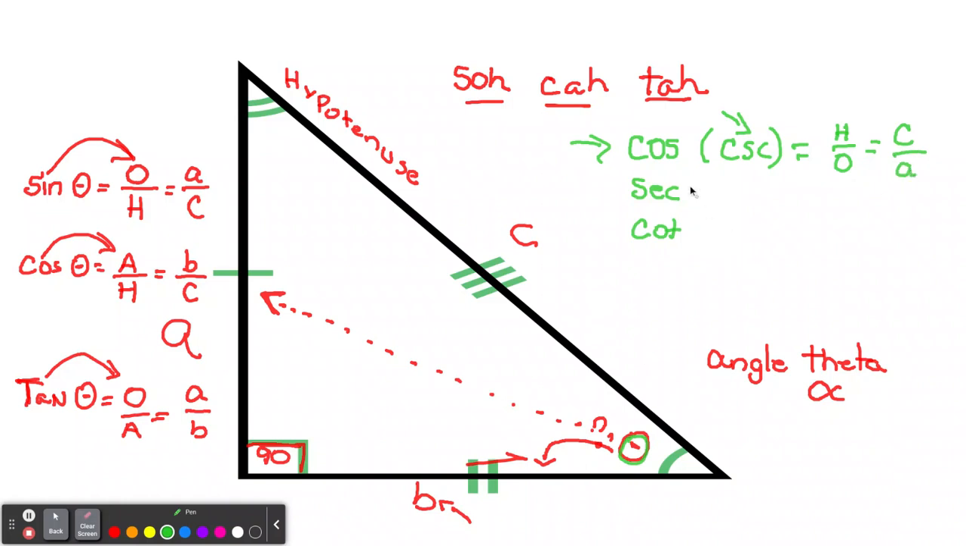C over A. Secant is the reciprocal of cosine, so that'll be hypotenuse over adjacent. And what will that be? C over B. You got it. And cotangent is the reciprocal of tan, so that would be B over A, which would be the adjacent over the opposite. All right, let's apply this.